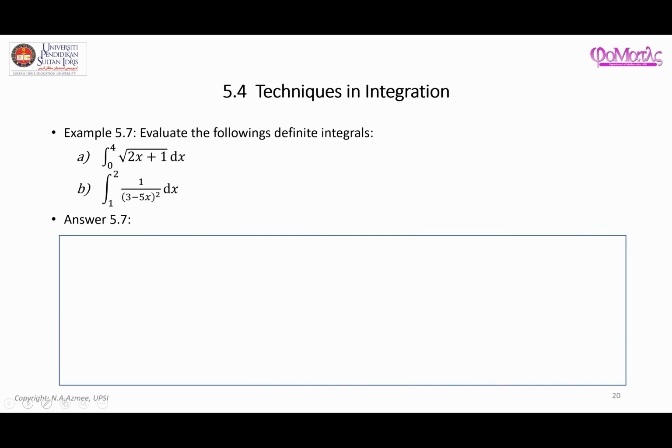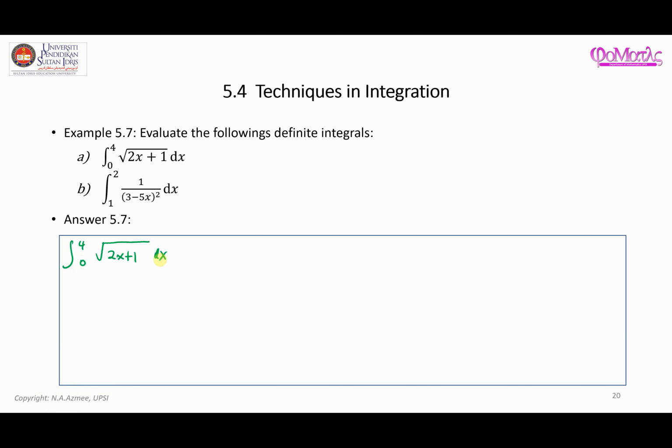Alright, now let us move on to evaluating the definite integrals. So the limits are given here, lower limit and upper limit. Okay, so let us try and do this question. For question A here, we are going to evaluate this.